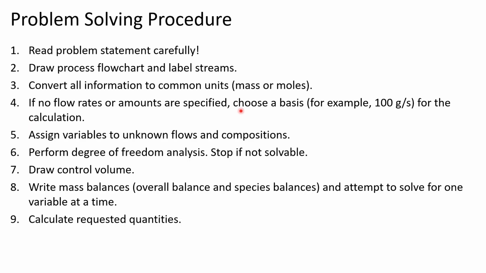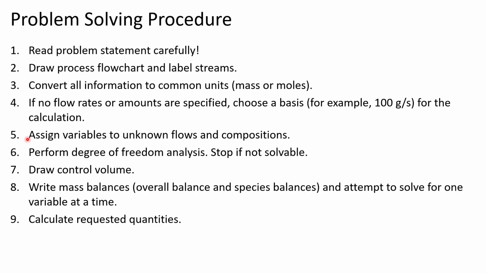Fourth, we should review our process flow diagram and look at all the streams and see if there is at least one flow rate or amount specified. If there are no flows or amounts specified, then we're free to choose a basis for our calculation. Typically, this is a uniform number like 1, 10, 100, with the units that are appropriate for the problem. So for example, you might say the basis is 100 grams per second, a mass flow rate.